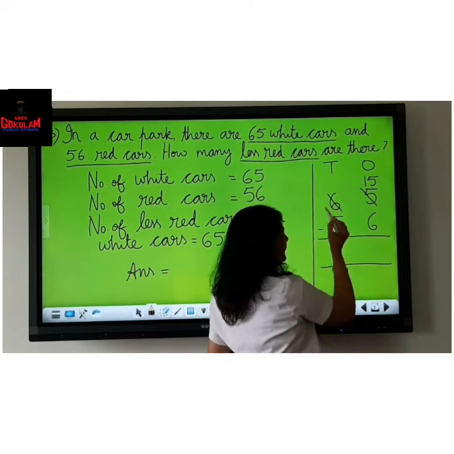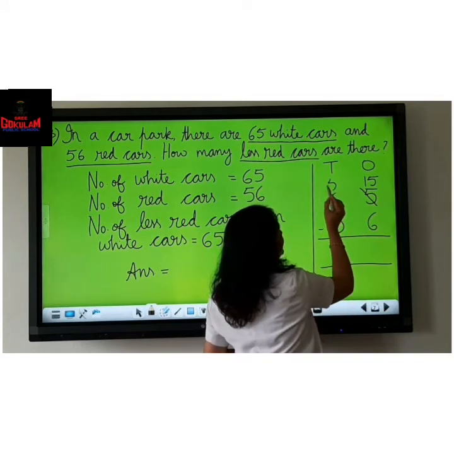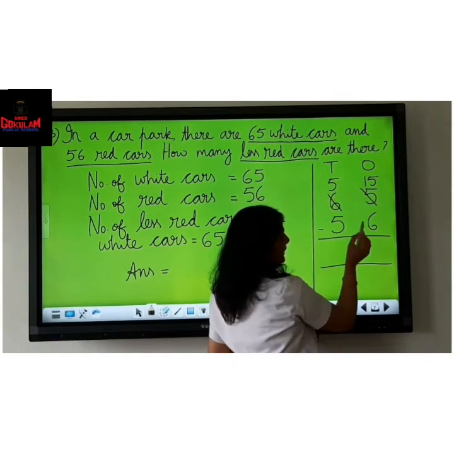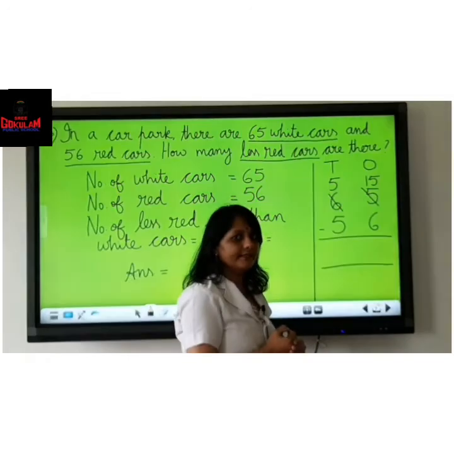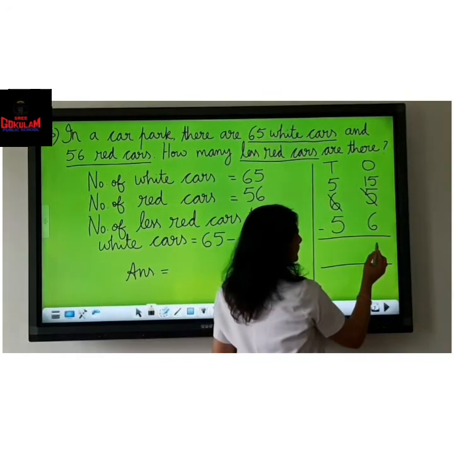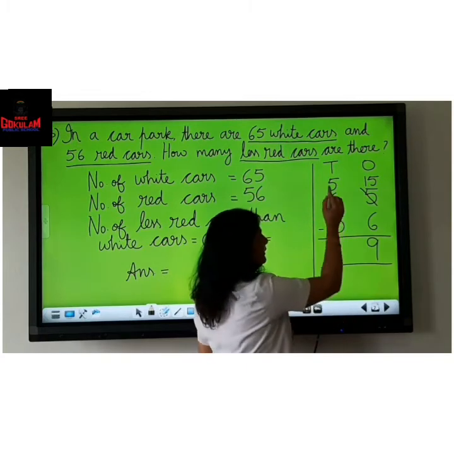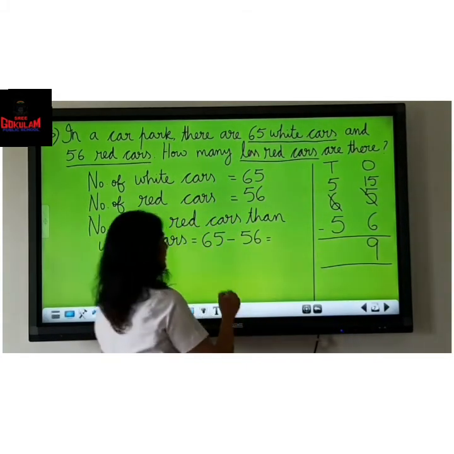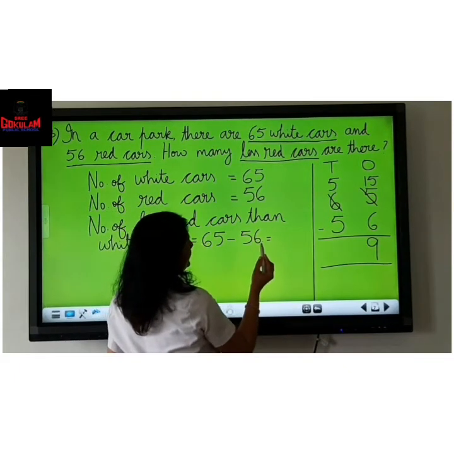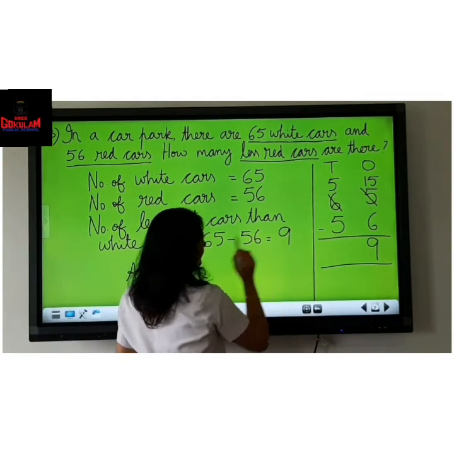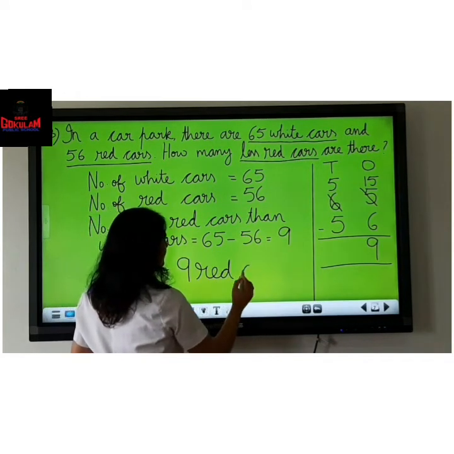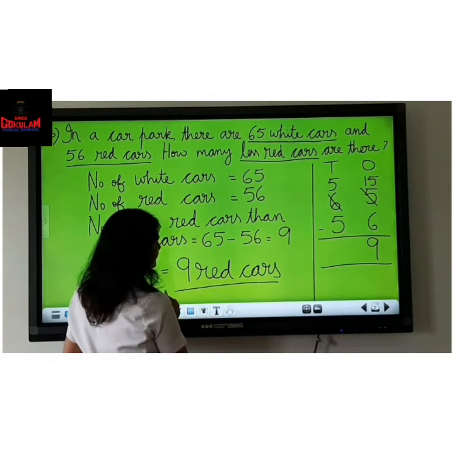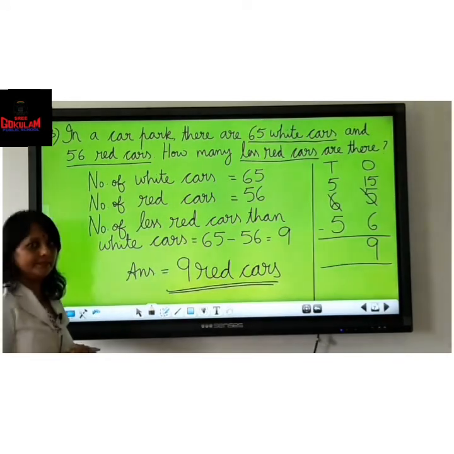Here we have 1 less. 6 minus 1 is 5. Can we subtract now? Yes, we can subtract 6 from 15. 15 minus 6. What is 15 minus 6? 15 minus 6 is 9. 5 minus 5 is 0. So, how many less red cars are there? 9. 9 red cars are less. This is the answer. Yes?